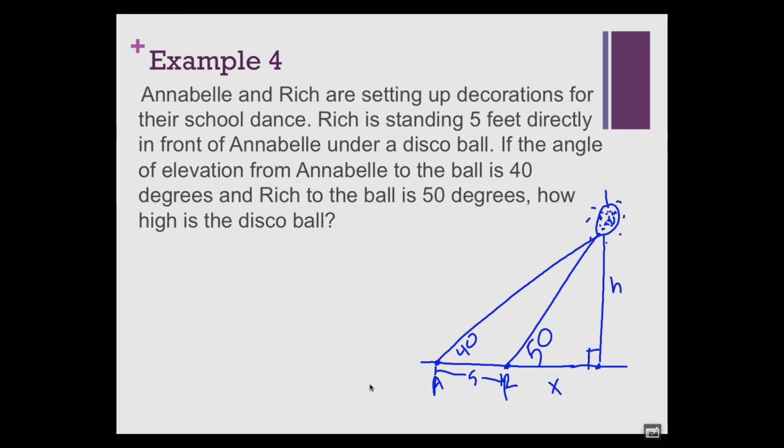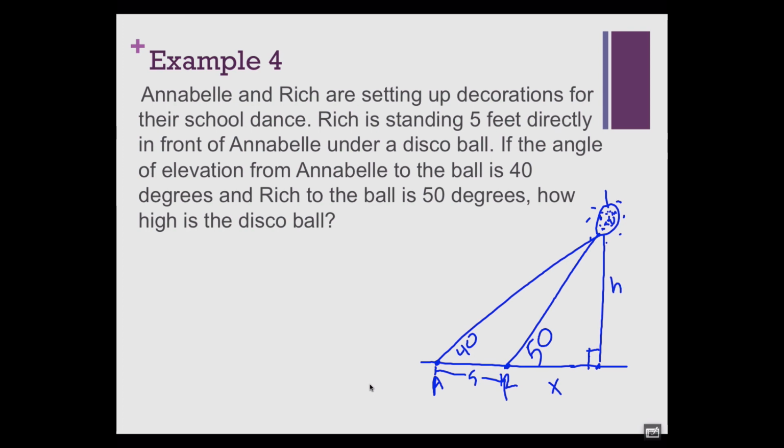What's a reasonable answer for H? How high up on the ceiling do you think a disco ball would be? Between 10 and 20 feet. That's reasonable. What would be an unreasonable answer? 3 miles. 2.19 kilometers. Good. And again, we're not going to solve that. I'll let you solve it. But again, the trick here is setting the problem up.